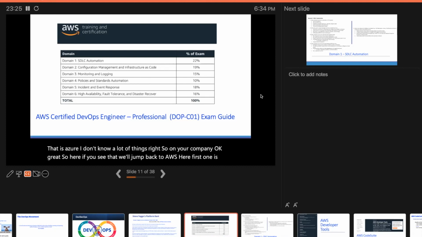Here you can see we'll jump back to AWS. The first one is SDLC automation, which is about 22%. This is where we'll be learning all the DevOps tools used for AWS. All the others, almost 78%, are very AWS specific. If you think that just knowing some DevOps tools can pass you the AWS exam, that's not so. Somebody called me yesterday to say that knowing CodeCommit, CodeBuild, CodePipeline is all that's needed. It is not. It is only 22% of the exam. All the others, like configuration management, infrastructure as code, monitoring, logging, policies, standard automation, incident and event response, high availability and fault tolerance, disaster recovery, almost 78% of the exam is AWS specific.